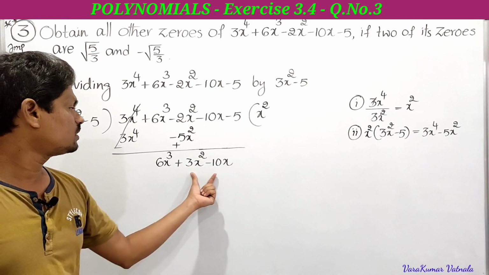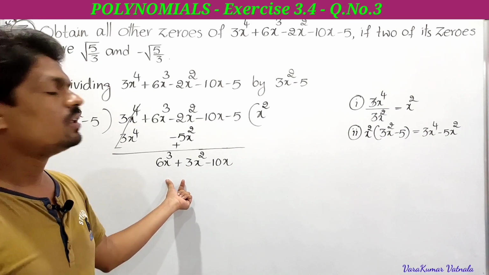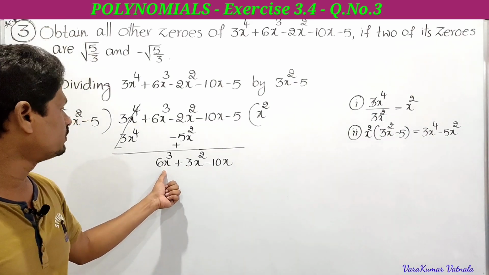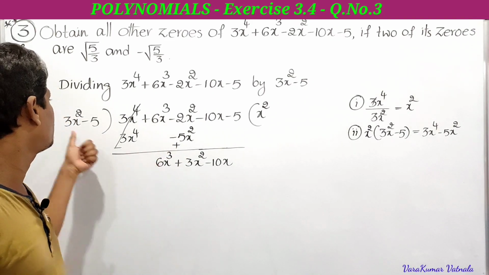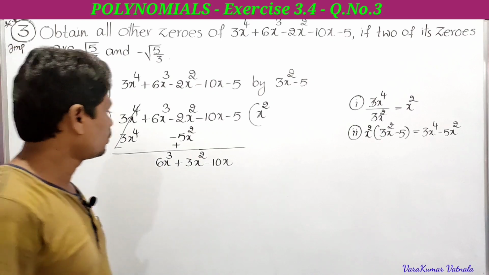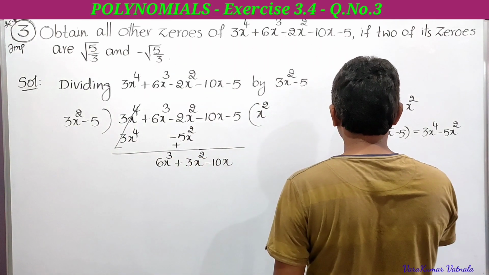Again this becomes the dividend. The highest degree term is 6x cube. Now we have to divide this 6x cube by 3x square. So in the next step we divide this 6x cube.